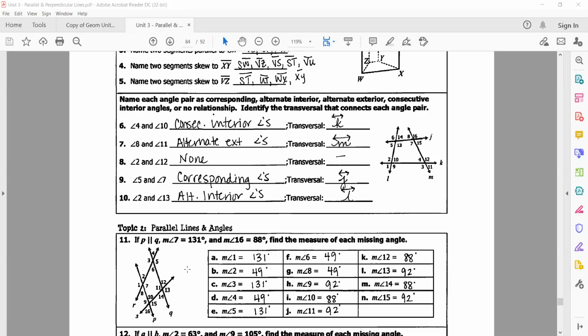For transversal S, you can do exactly the same thing. Angle 16 is 88, so 10 is 88. 14 is 88 because these are corresponding. 16 and 10 are vertical angles. Now 14 and 16 are corresponding. 14 and 12 are vertical angles. So 10, 12, 14, and 16 are all 88 degrees. Then the others are going to be the difference between 88 and 180, because those are linear pairs.